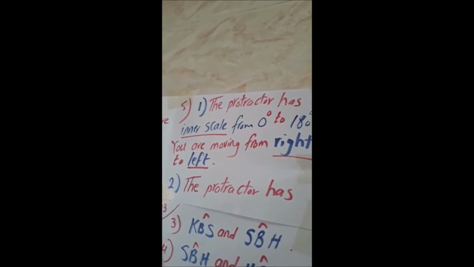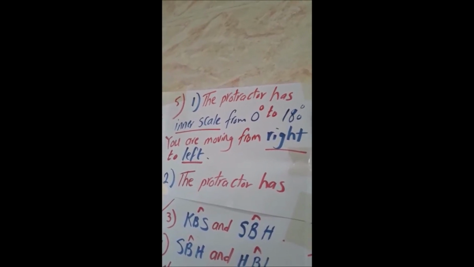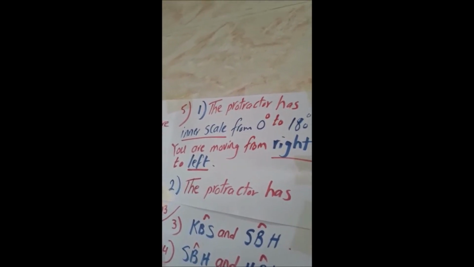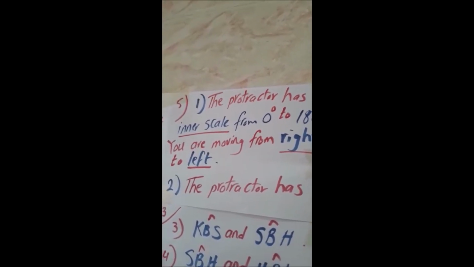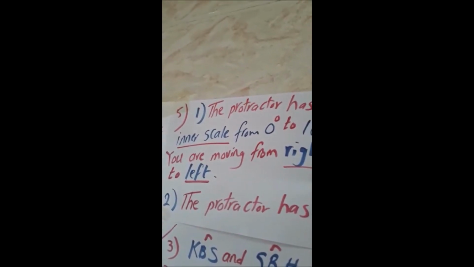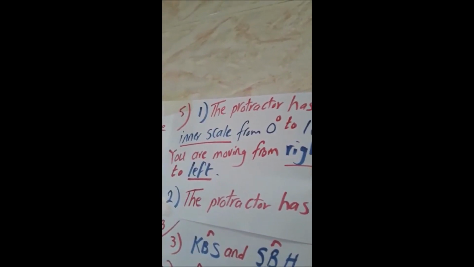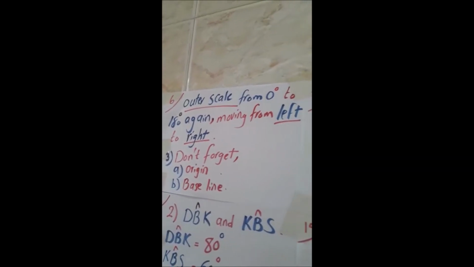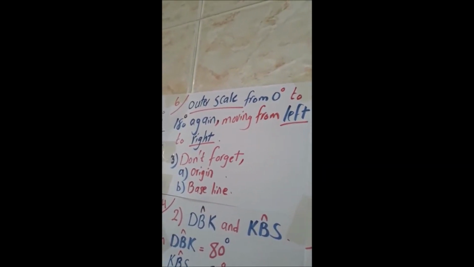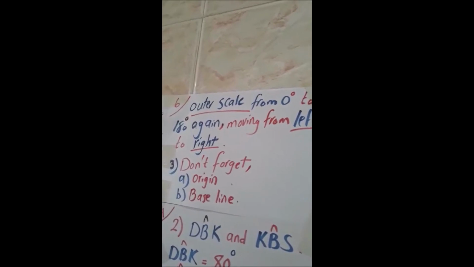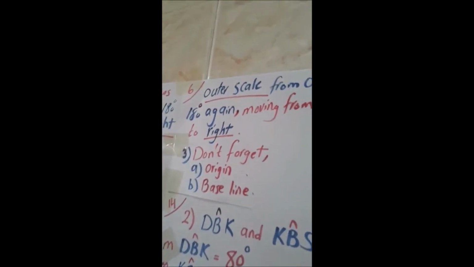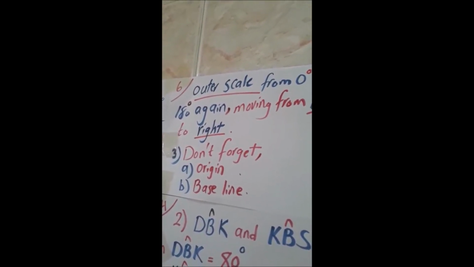So, number 1, the protractor, as you know, we have inner scale from 0 degree to 180 degree, and you are moving from right to left. The second scale, the protractor has the outer scale. Again, it is from 0 degree to 180 degree, but you are moving from left to right. And of course, don't forget the origin and the base line.